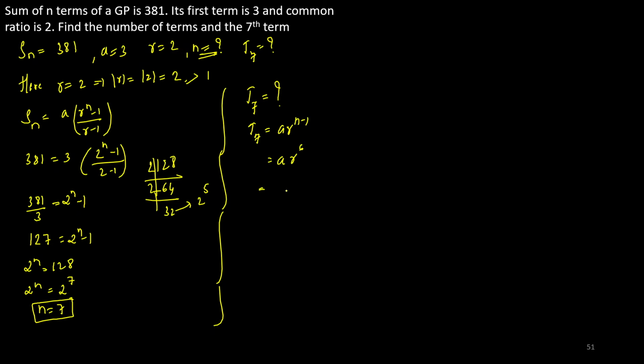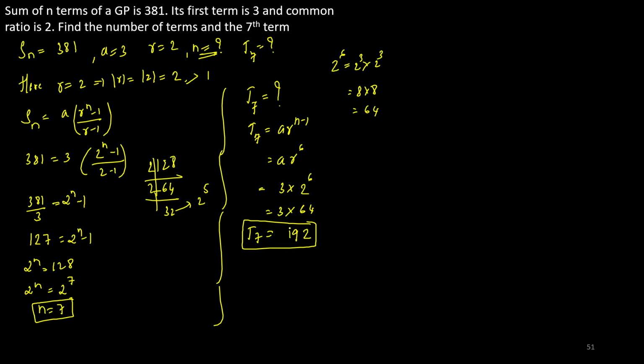Clear, children? Okay, A is how much? A is 3 and R is 2. 2 to the power of 6. Now 3 into 2 to the power of 6 is what? 2 to the power of 6 is 2 to the power of 3 into 2 to the power of 3. That is 8 into 8. Okay, 64. So that is equal to 64. 64 into 3. So now 12, 18 and 19. So T7 is equal to 192.